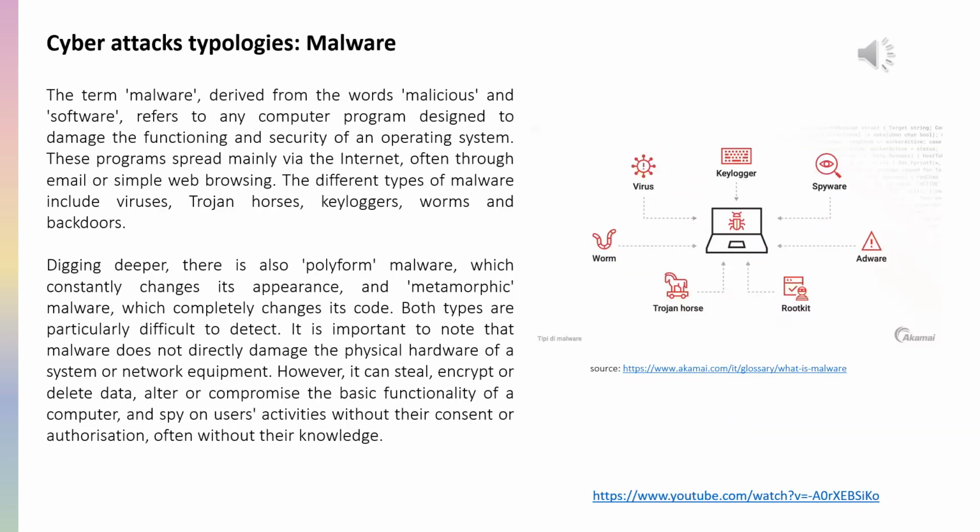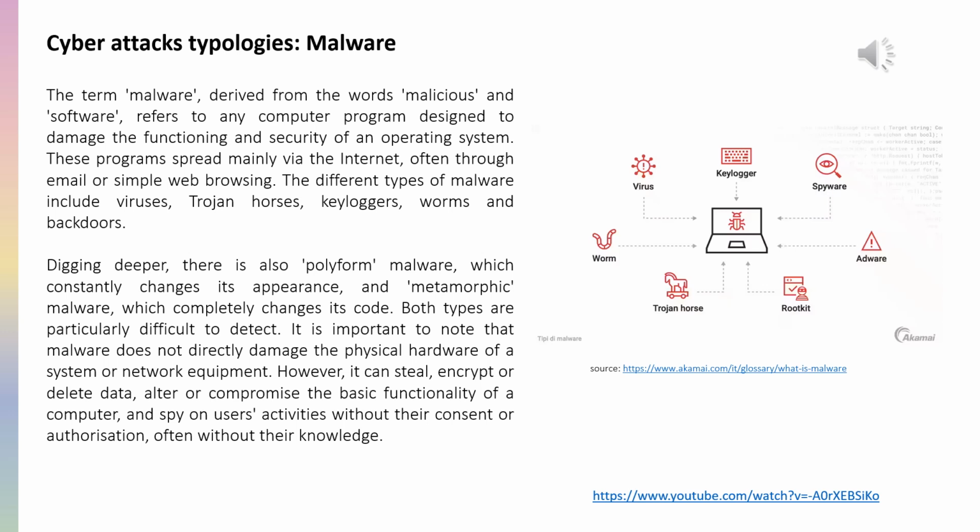A typology of cyberattack is malware. The term malware, derived from the words malicious and software, refers to any computer program designed to damage the functioning and security of an operating system. These programs spread mainly via the Internet, often through email or simple web browsing. The different types of malware include viruses, Trojan horses, keyloggers, worms, and backdoors. Digging deeper, there is also polymorphic malware, which constantly changes its appearance, and metamorphic malware, which completely changes its code. Both types are particularly difficult to detect.